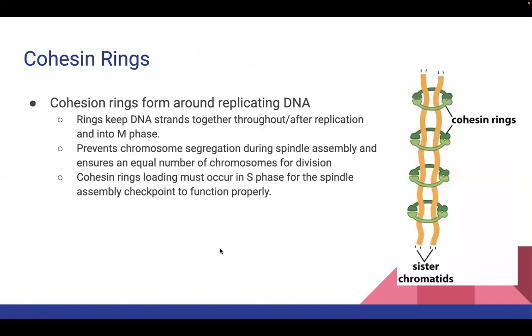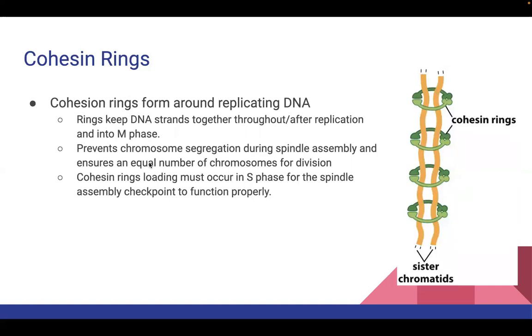So then I believe she talked about it a little bit in class on Monday about the cohesion rings. So these form around replicating DNA, and these rings keep DNA strands together throughout replication and into M phase. They prevent chromosome segregation during spindle assembly and ensure an equal number of chromosomes for division.